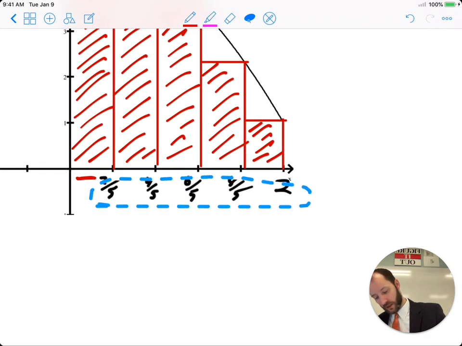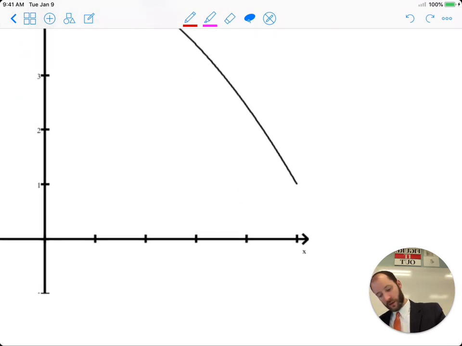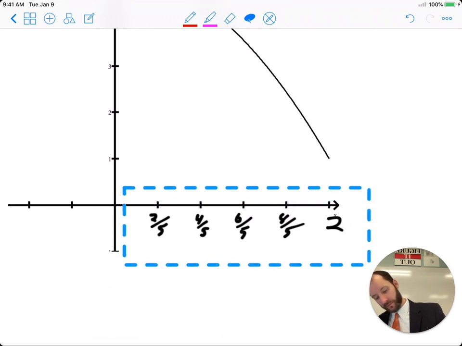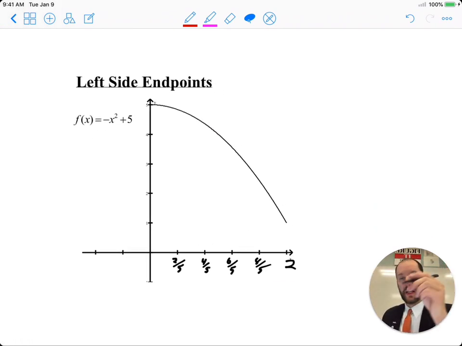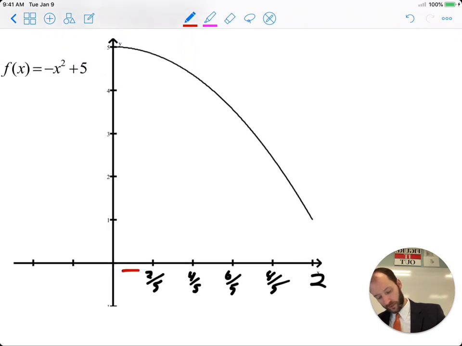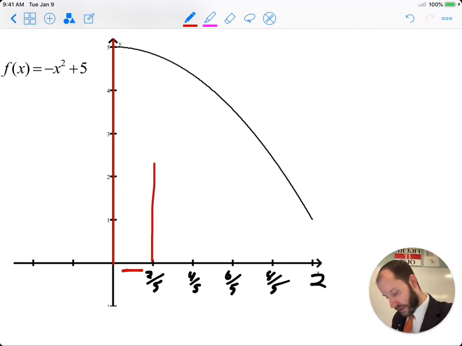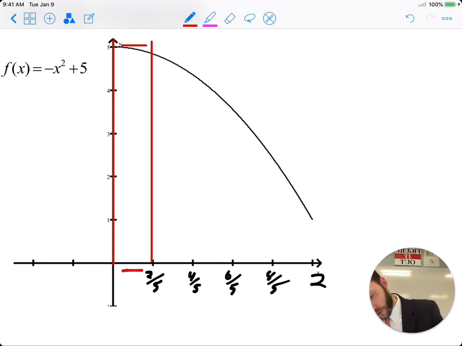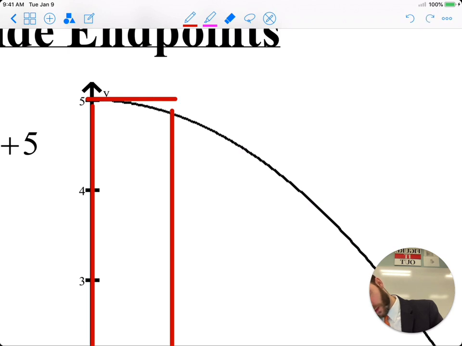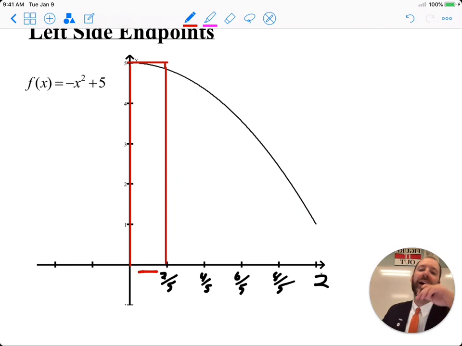I don't want to draw these numbers again, so I'll copy them down here. Now let's do this again with left side endpoints. For our first interval, 0 to 2/5, we'll use the left side of that interval to go up to the curve. Then drop the right side, same height. Oops, I missed that a little. That's good enough. So there's the left side, and then find that area.